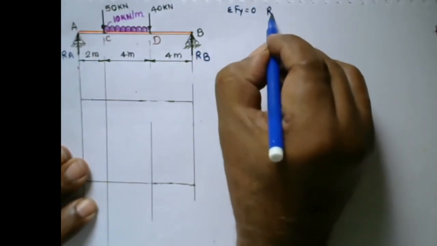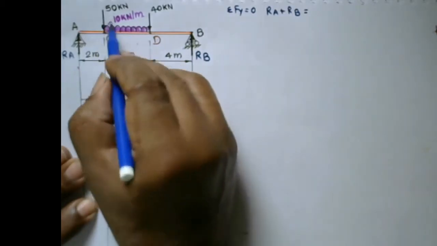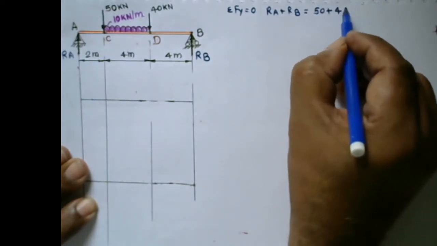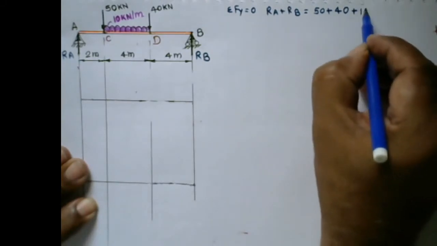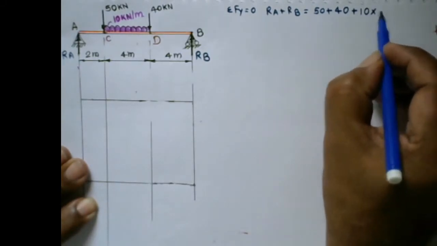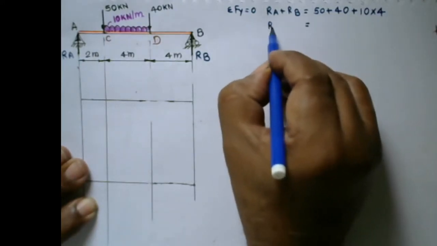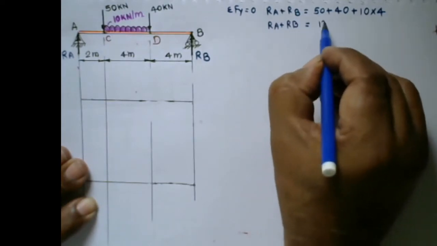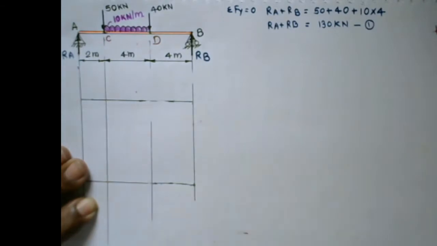So you may write here, upward forces are RA plus RB, and downward forces are two point loads, that is 50 kilonewton, another is 40 kilonewton, and third is the UDL having the rate 10 kilonewton per meter, 10 into its span, which is 4. So RA plus RB is equal to 130 kilonewton. This is equation number 1.